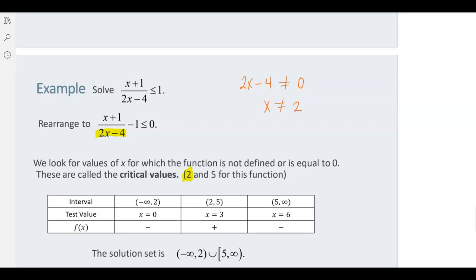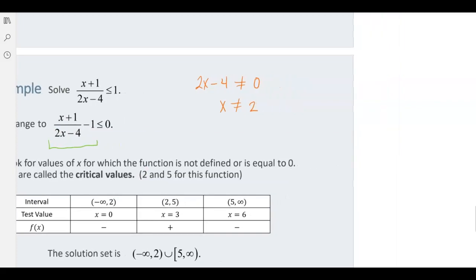The second critical value comes from the zeros, or where the function crosses the x-axis. In the form that it currently is, I can't tell because I don't have a single fraction. So what I need to do is modify this by adding these together. I'll change this -1 to (2x minus 4) over (2x minus 4), just multiplying by that denominator so that they are in common. And I can combine these now, and they'll get -x. The negative sign is going to distribute, so that'll be a plus 5.